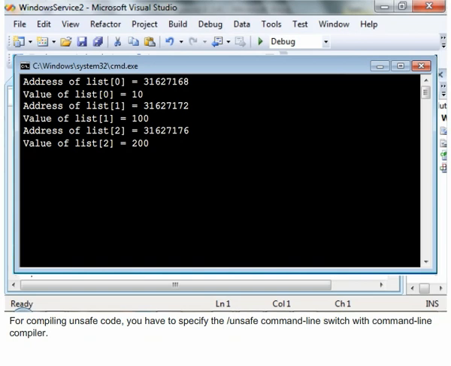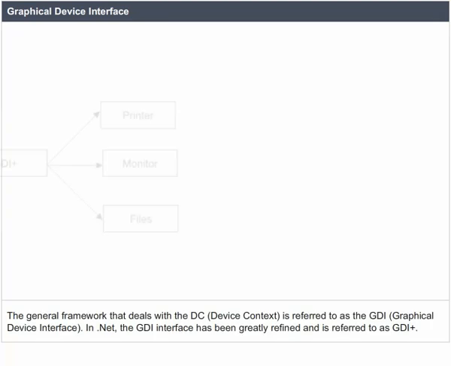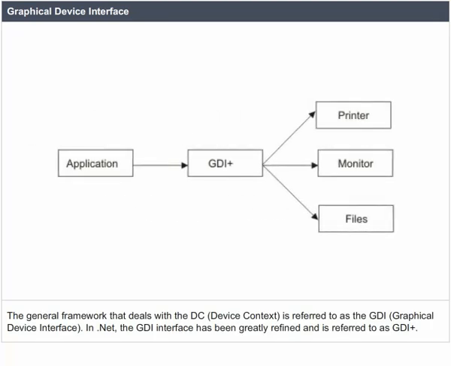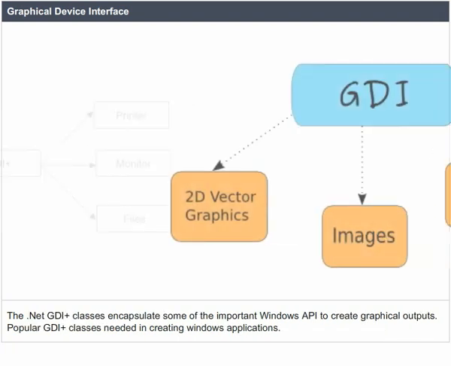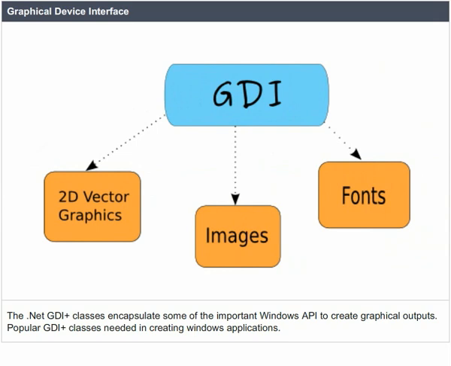Graphical Device Interface. The general framework that deals with the DC, device context, is referred to as GDI, Graphical Device Interface. In .NET, the GDI interface has been greatly refined and is referred to as GDI+. The .NET GDI+ classes encapsulate some of the important Windows API to create graphical outputs. Popular GDI+ classes are needed for creating Windows applications.